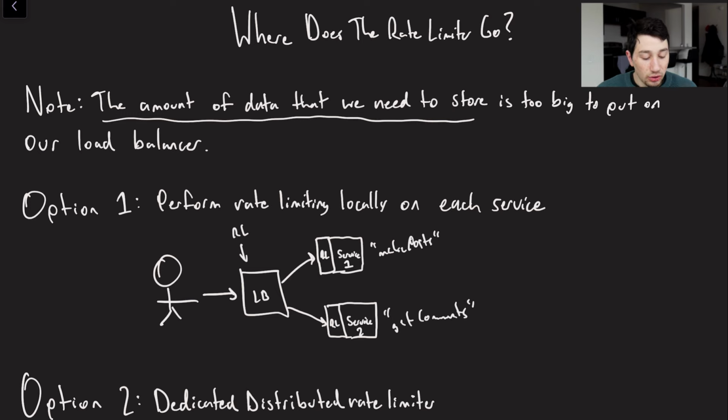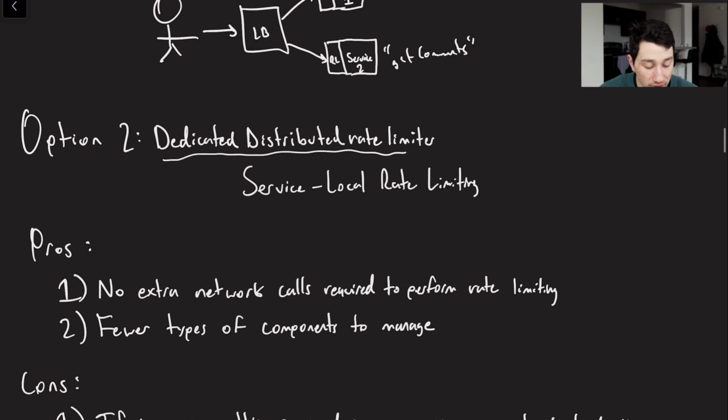You would actually store in memory some data about all of the requests that users have made, so that you can go ahead and perform rate limiting locally on the server. So that's option number one. And number two is going to be the dedicated distributed rate limiter. That would be rate limiting basically as its own layer in our system. So we'll talk about the pros and cons of both, starting with the local rate limiting.